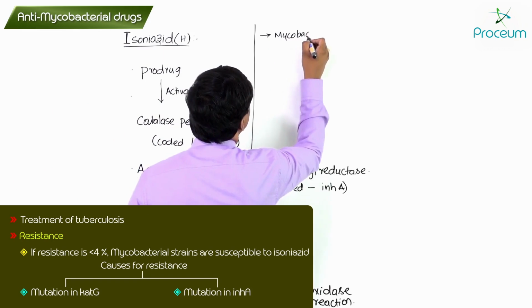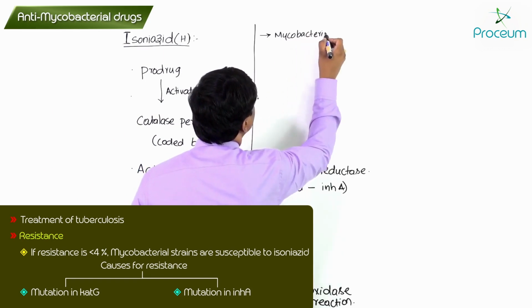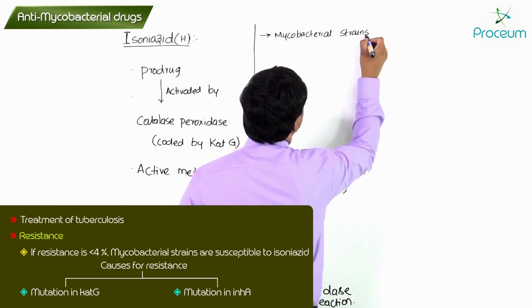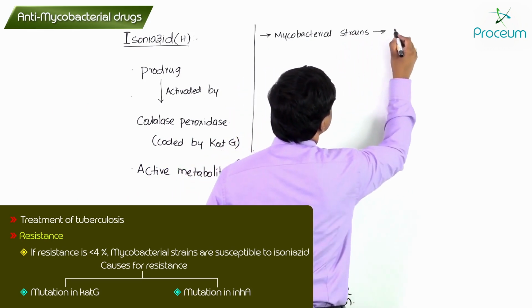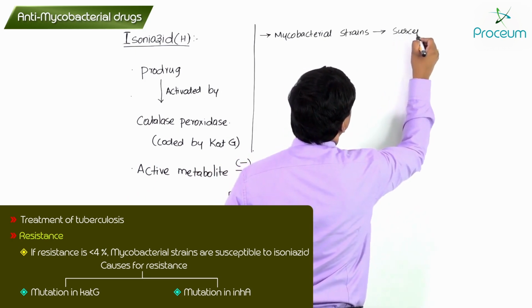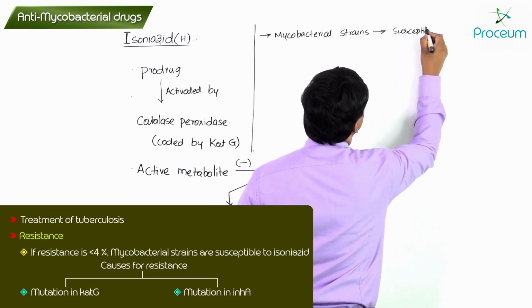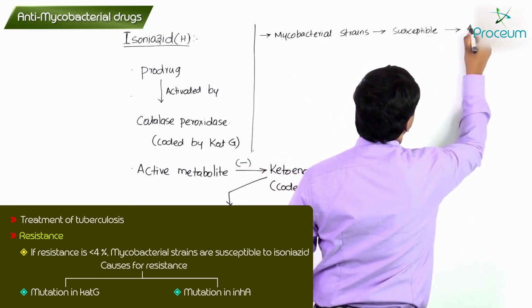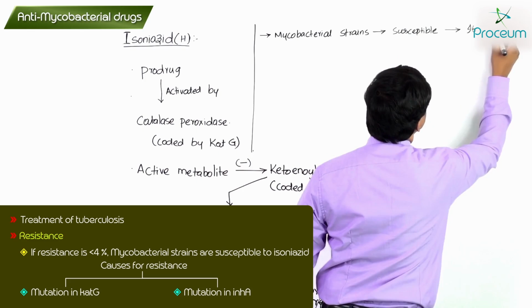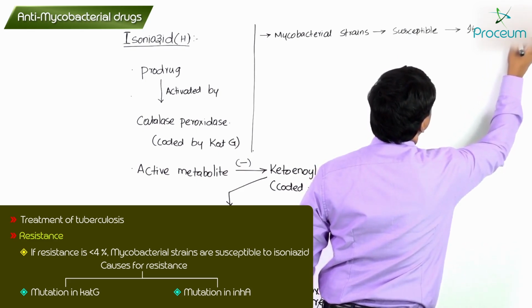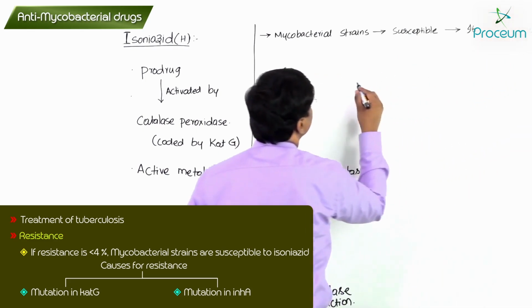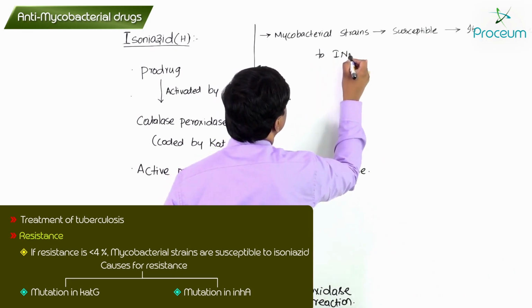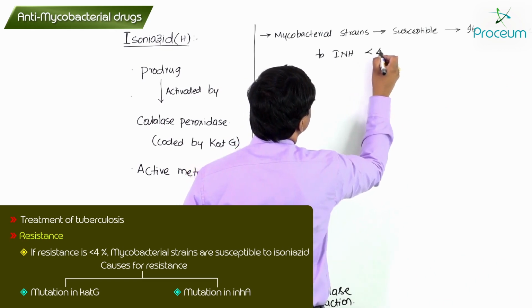Mycobacterial strains are susceptible if resistance to isoniazid is less than 4%.